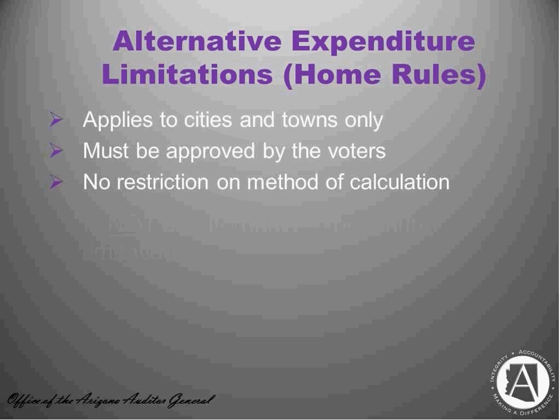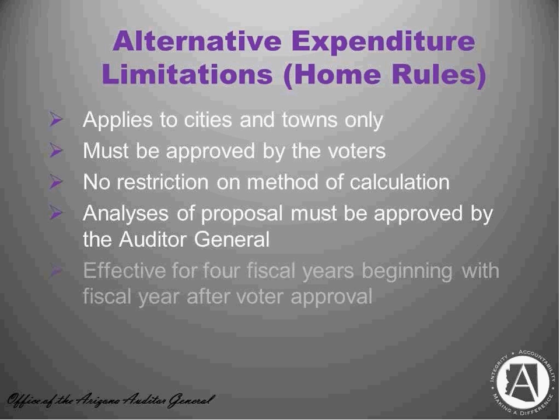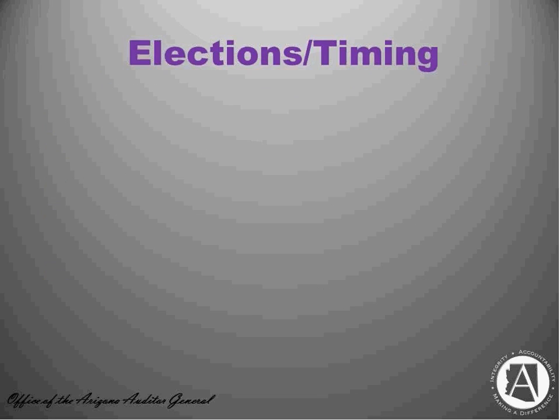Home rules have been very popular and are used by over 2/3 of Arizona cities and towns. Our office, the Office of the Auditor General, must approve the analyses. Home rules are effective for 4 fiscal years, beginning with the fiscal year after voter approval. At the end of the 4th year, voters can be asked to extend the alternative expenditure limitation. Otherwise, the state-imposed limitation will apply. This webinar will focus solely on permanent base adjustments and one-time overrides. Home rules are addressed in a separate webinar.